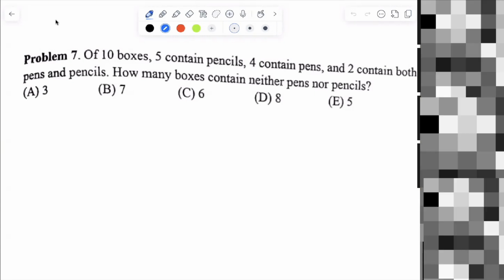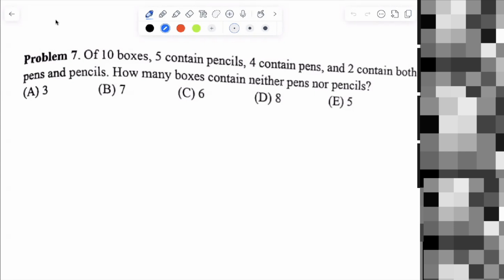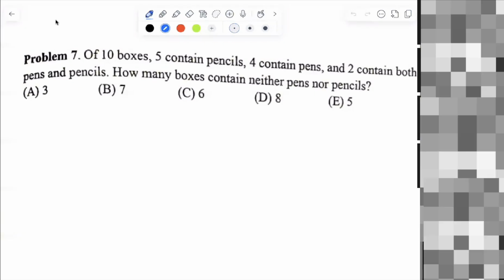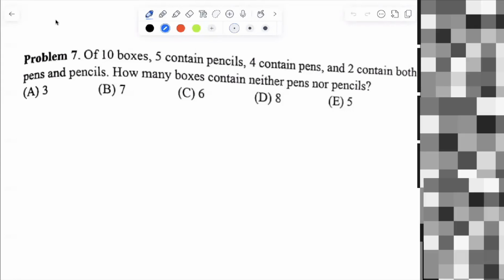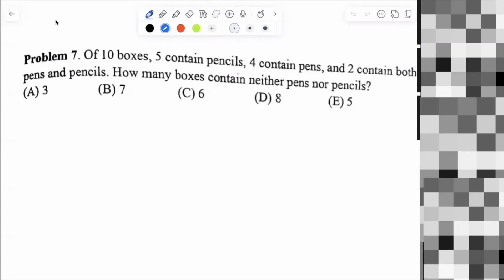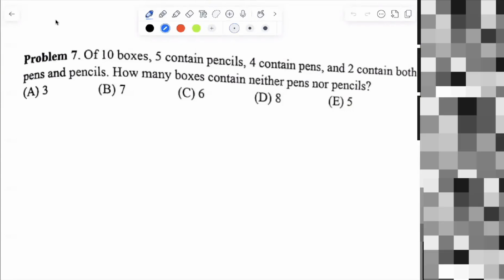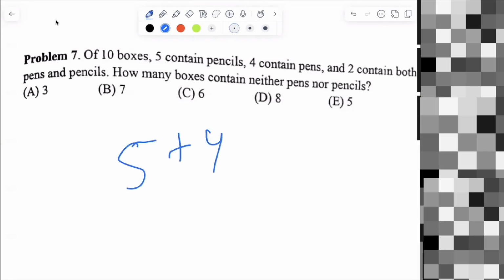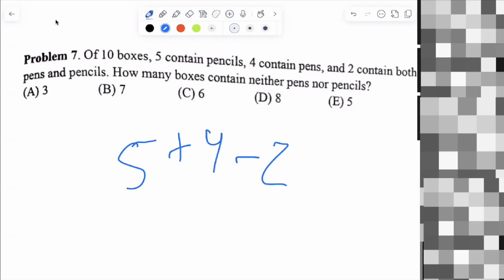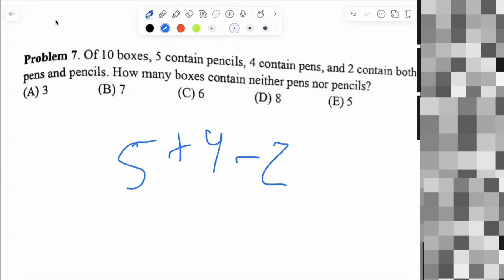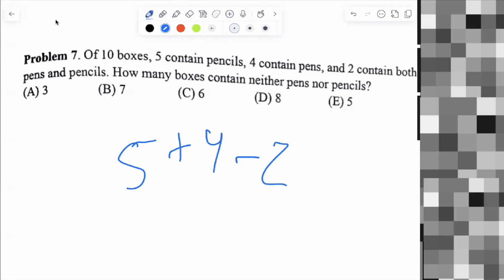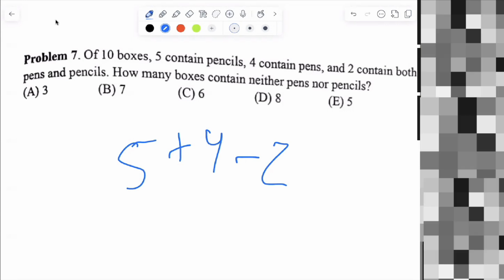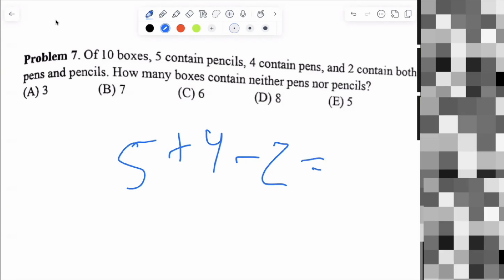All right, so I think you guys all had a go on this question, and let's get started with it. So basically, this is pretty simple. We're gonna use normal PIE with only 2 sets. Pencils, pens. Alright? For the pencil, it's just 5. And we add in the 4 pens and subtract 2. That's normal PIE. Because we counted the pencils once, we counted the pens once, but then we counted the pencils and pens twice. So we have to subtract the pens and pencils. This just gives you a total of 7.